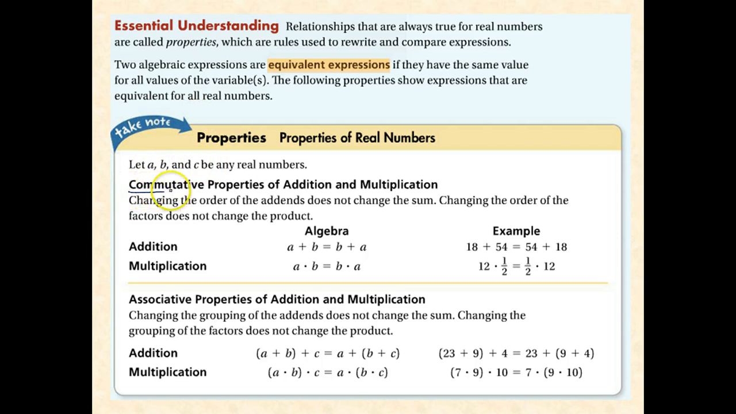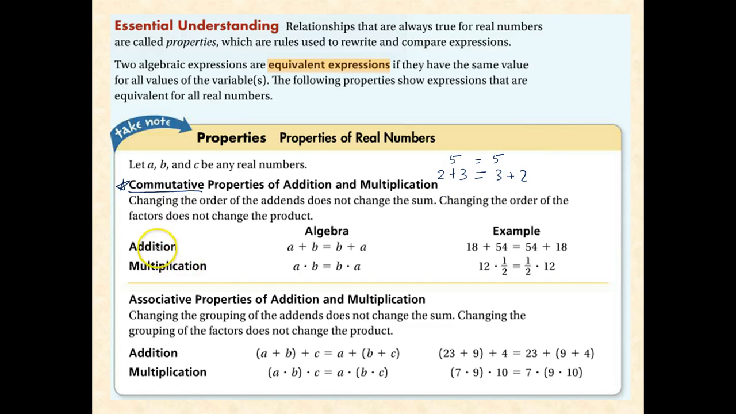Now these are the commutative properties. Commutative property of addition. Commutative means you can change the order. Okay? 2 plus 3 is the same thing as 3 plus 2. They're both 5, right? So it doesn't matter what order you add in.